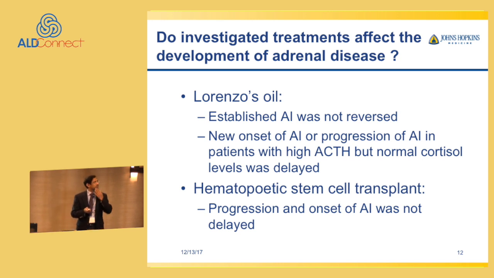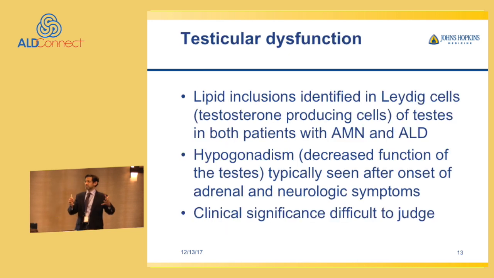Okay, so one question is, do investigative treatments affect the development of adrenal disease? And so this has been looked at probably by some of the people in this audience. In the Lorenzo's oil studies, they found that if adrenal insufficiency was already established, it was not reversed. But that new onset adrenal insufficiency or progression of adrenal insufficiency in people who had adequate cortisol levels but maybe high ACTH levels, that this was actually delayed. In the case of stem cell transplant, progression and onset of adrenal insufficiency was not affected, meaning not delayed. So that's the adrenal glands.